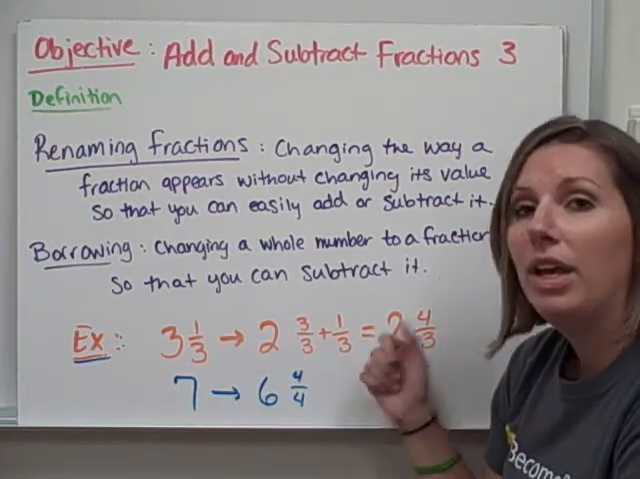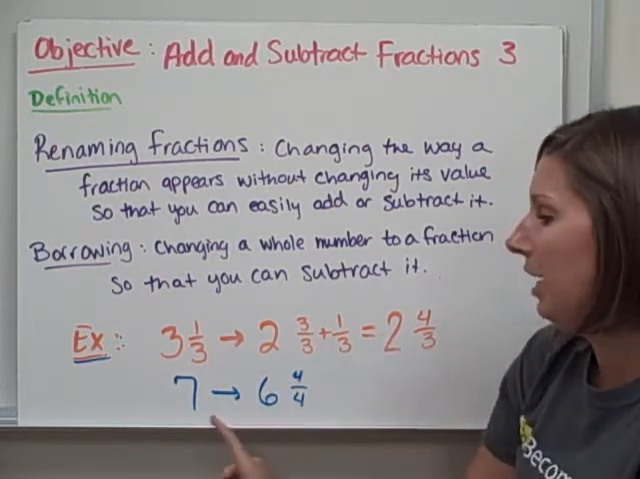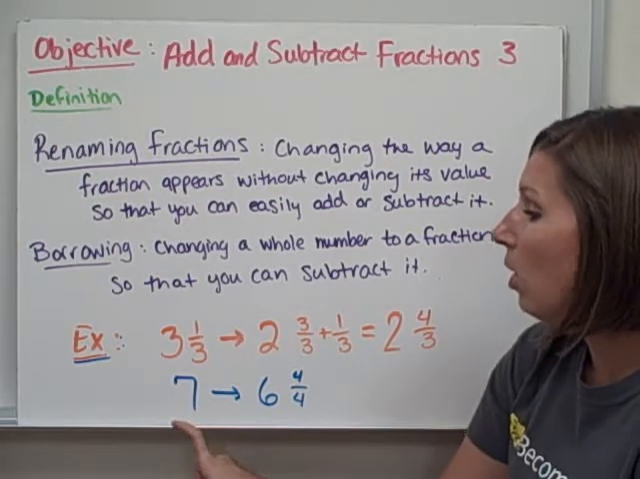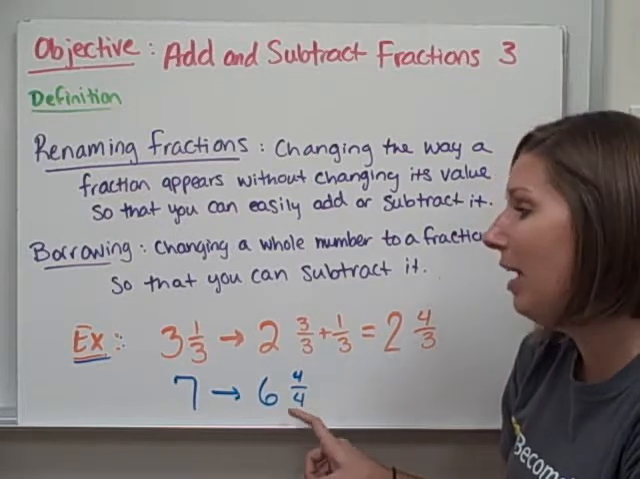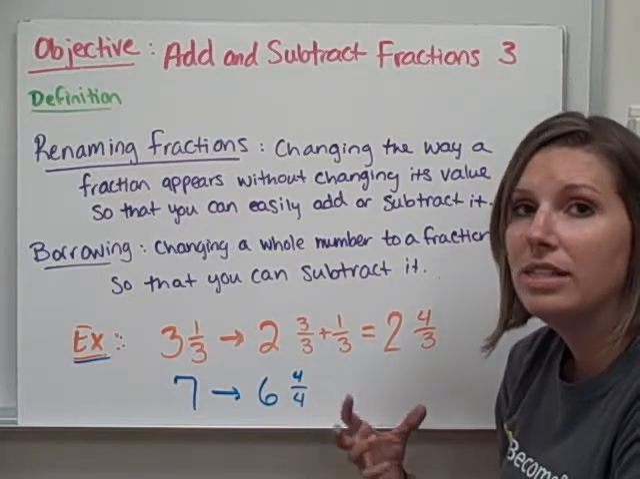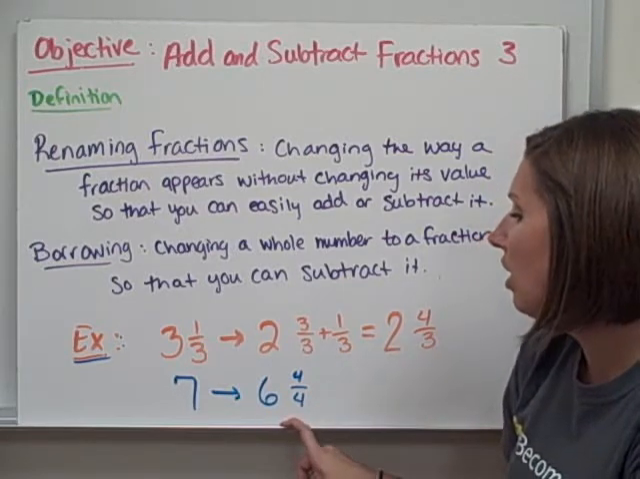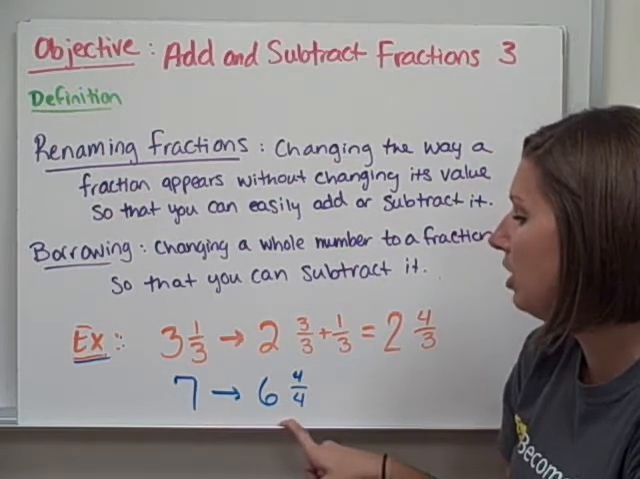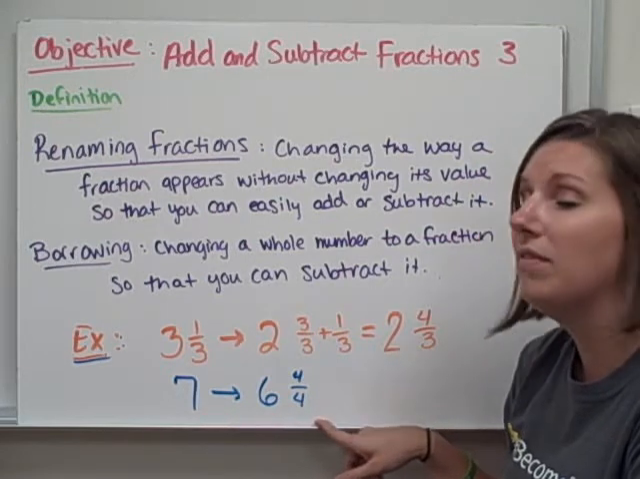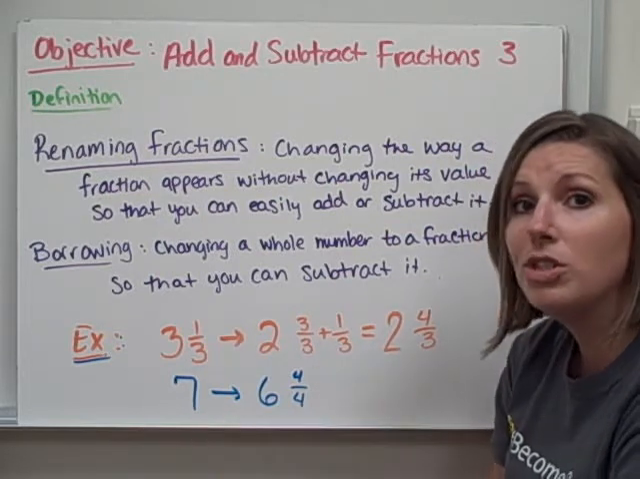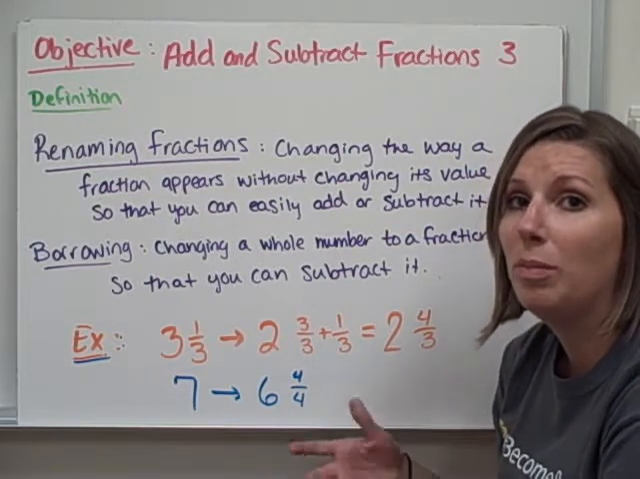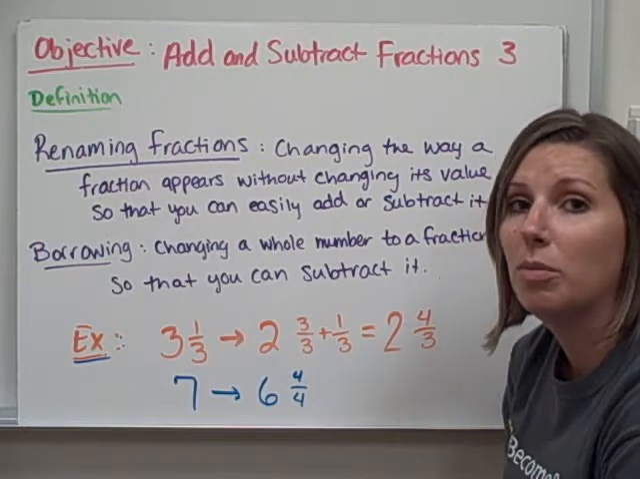This is going to come into play in a few problems down the road. If I have a whole number, I might need to rename it as a fraction so that I can use it again to add or subtract. So here I have 7, and I'm changing it to 6 4/4. I have not changed its value. It's still worth the same. I'm just changing the way it looks or appears so that I can use it more easily in the problem.